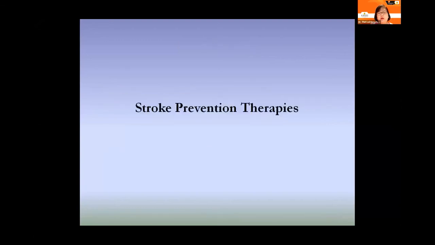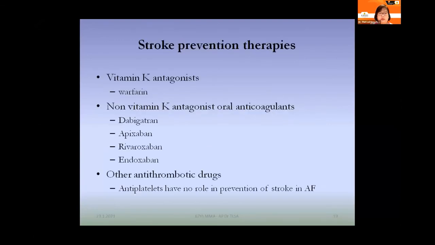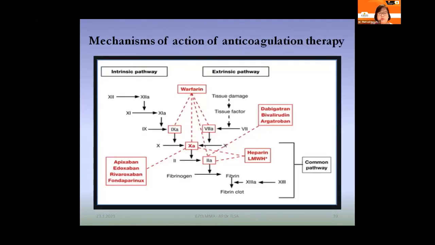So what are the stroke prevention therapies? The vitamin K antagonists and non-vitamin K antagonists like dabigatran, apixaban, rivaroxaban, and edoxaban. In our country, we have rivaroxaban and apixaban, and we can see some patients on dabigatran who have come back from abroad for AF management. Other antithrombotic drugs like antiplatelets have literally no role in the prevention of stroke in atrial fibrillation.